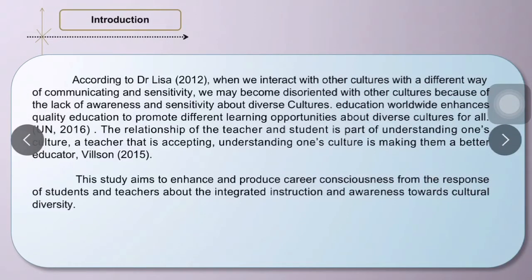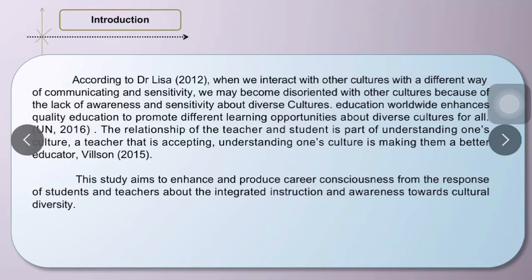That is why cultural diversity needs to be included in our academics for the people to be aware and understand multicultural groups. The relation of the teacher and student is one of the aspects of understanding one's culture. A teacher that is accepting and understanding of one's culture is a better educator. That is according to Wilson 2015. It simply means that a school environment is the one that promotes a wider perspective on diverse cultures to the classroom, which teaches students to be more critically aware of culture.